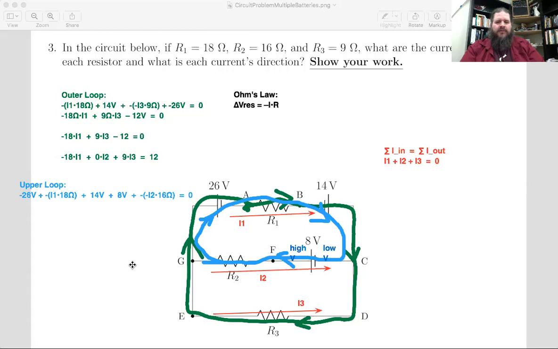Okay. So you certainly could set it up by defining I1, I2, and I3 in whatever directions you want, even if they're not all the same direction. Just choose a direction for each one of those current arrows and be consistent about it throughout the entire problem. Gotcha. Cool. Thank you so much.